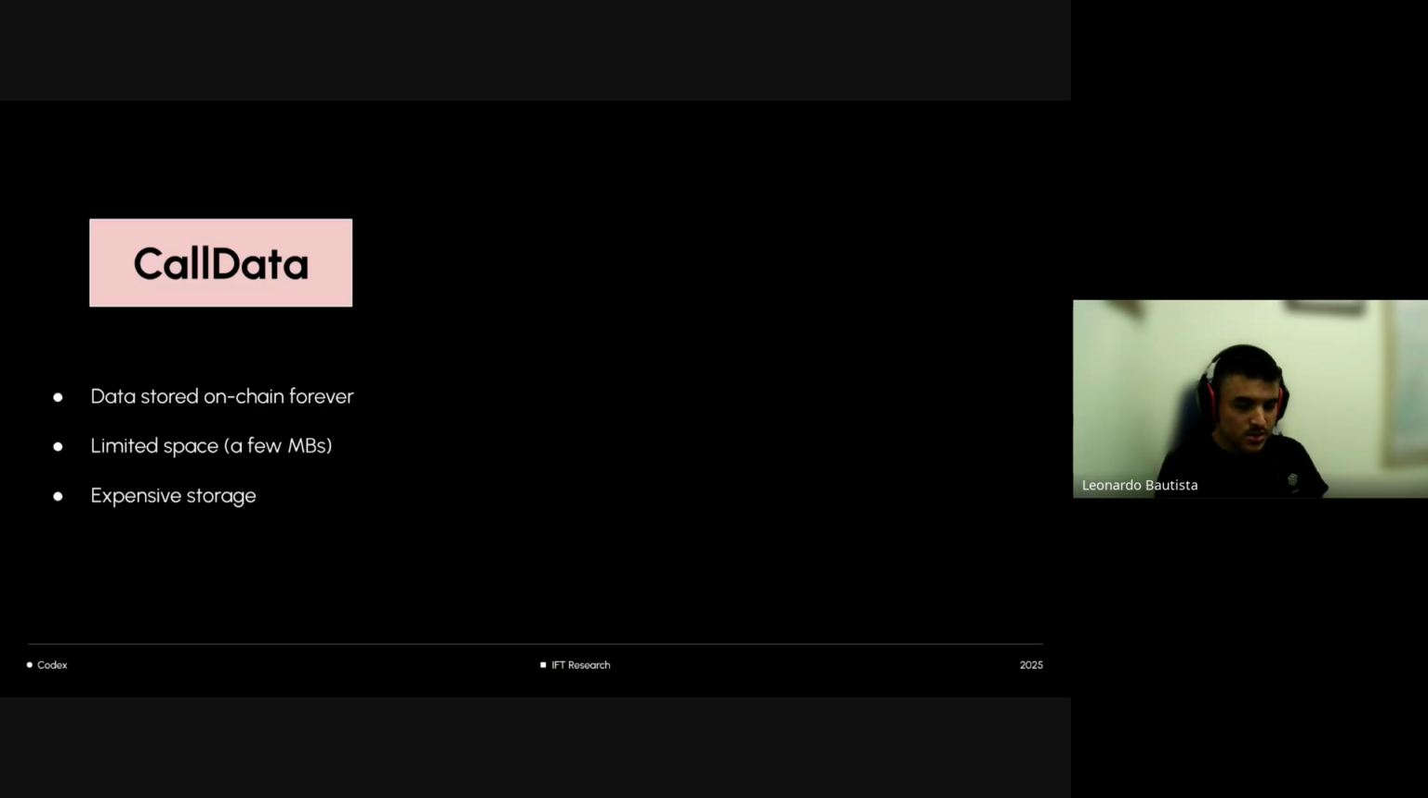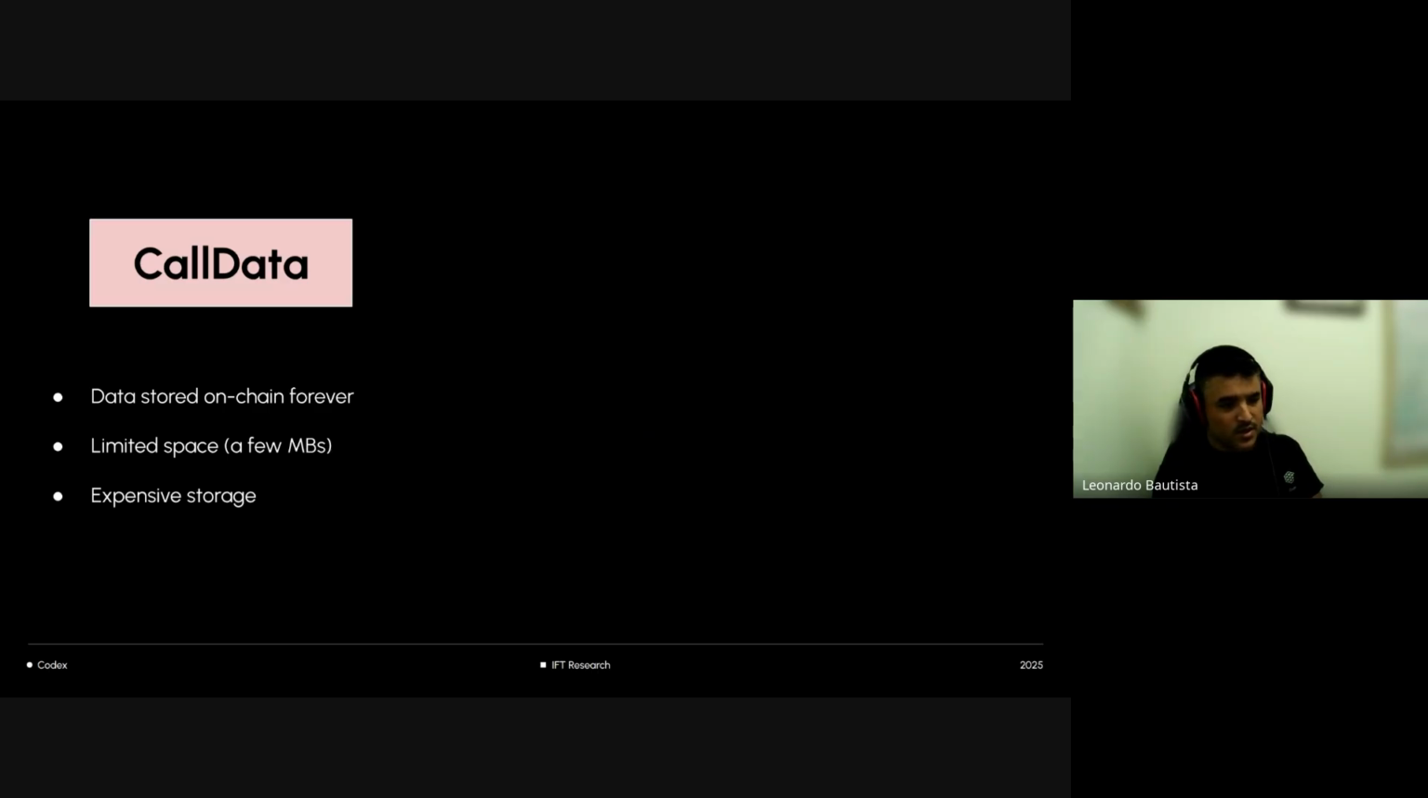One is that since you are storing the data in the layer one, say in the main Ethereum chain, it is kind of there forever, and so that is kind of a problem. And there is another problem also, that you have limited space. So if you want to store things on calldata, you only have a few megabytes at the most of storage per block. So that's another kind of drawback. And then the other thing is that it's kind of expensive storage.